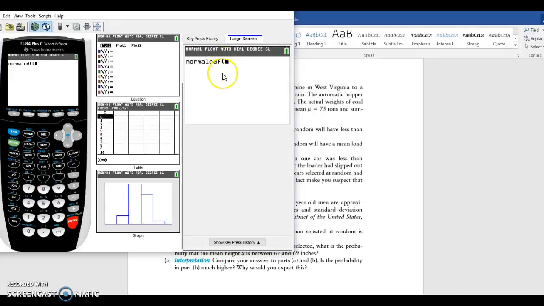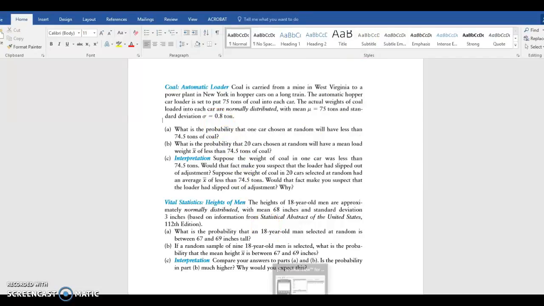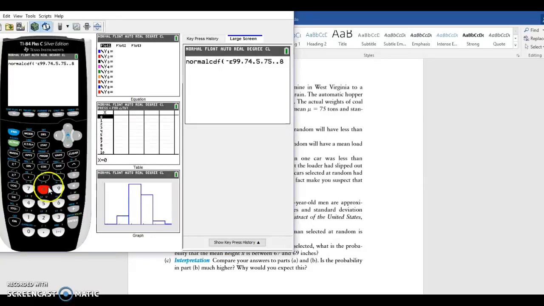To put negative infinity here, I'm going to go negative, second, see this double E? It's E99. That just means the exponent is negative 99, to the left. So that's my low value, all the way to the left, negative infinity. Then comma, and then 74.5 tons, comma. So that's the low value and the high value, and then we want the mean, which was 75 tons, and the standard deviation, which was 0.8 tons. So the standard deviation is 0.8, comma, and we have a probability for one car.